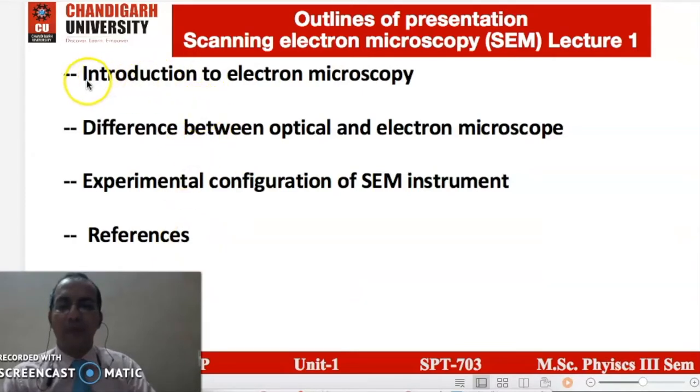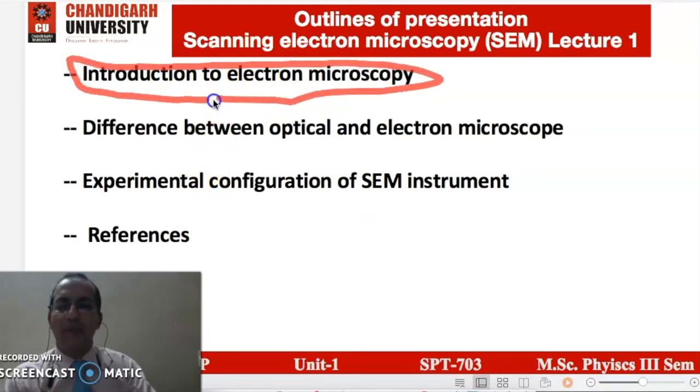So the first question that we would like to address, which would be our first priority, is why do we need to have electron microscopy. We would like to understand the meaning of this, which is the introduction to electron microscopy.